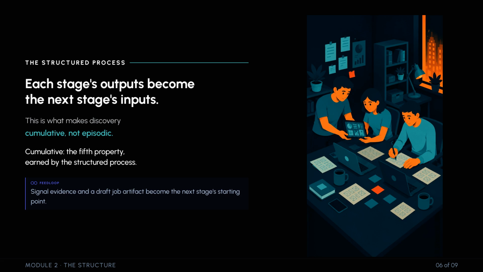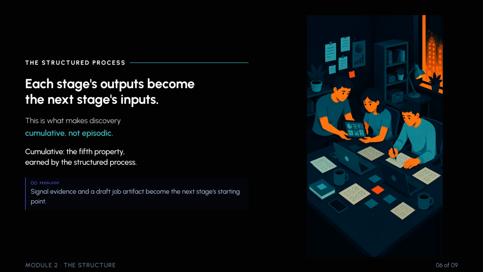This is what makes discovery cumulative rather than episodic. That word, cumulative, is the 5th property I asked you to hold, and now you can see why it had to wait. The other 4 come from having a defined process at all. This one comes from the chain. Without it, every stage starts from a blank page and the learning from the last cycle evaporates. With it, the work accretes. What you learned doesn't just inform the next step, it becomes the raw material for it.